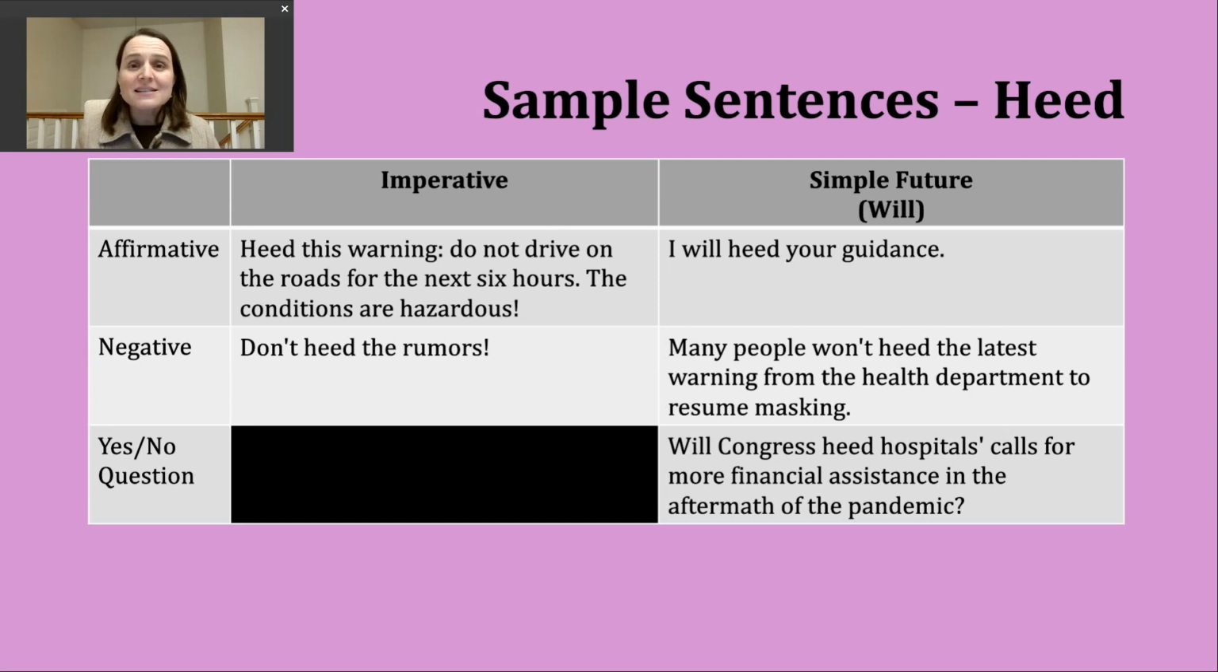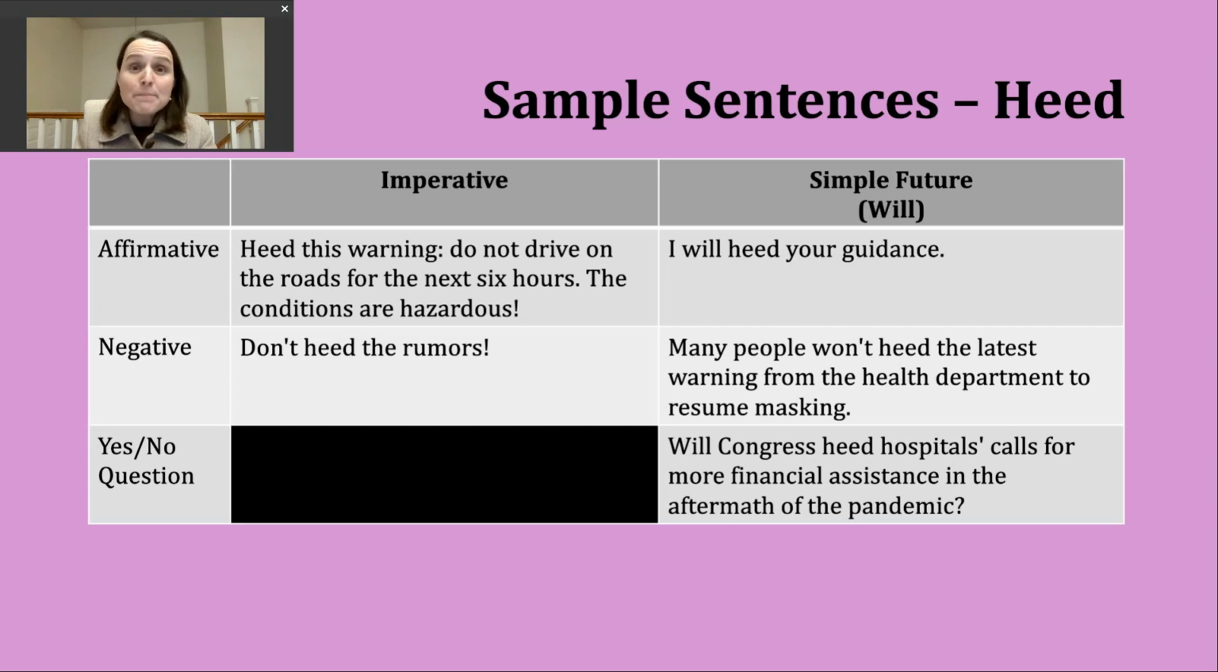So, someone might say this if they do not want people to pay attention to gossip that might be going around. The last thing I want to share about the imperatives is that sometimes it can feel a bit uncomfortable to tell someone else to do a particular action.